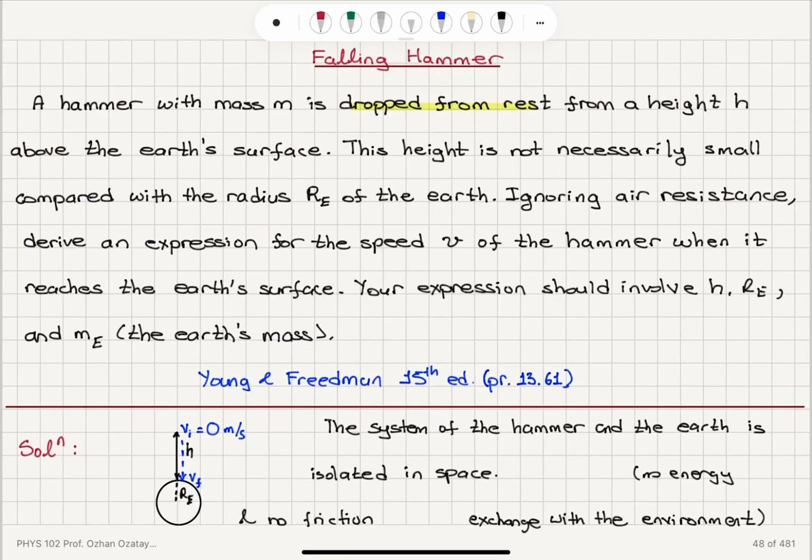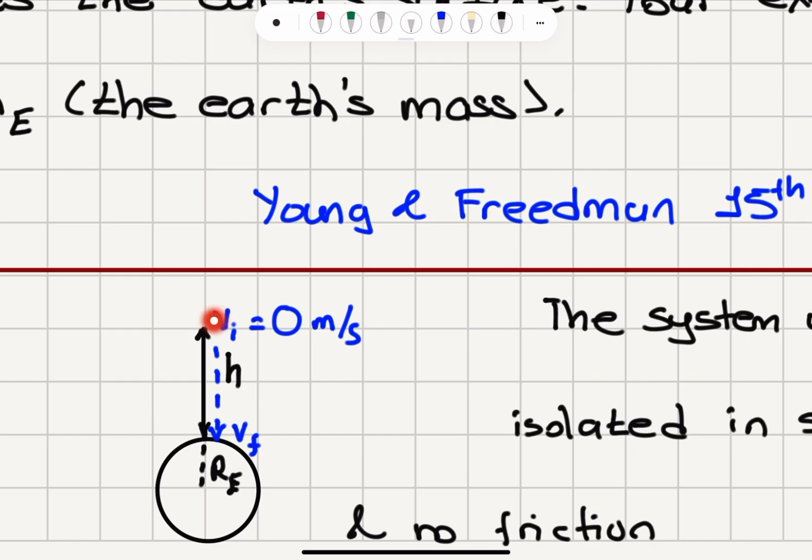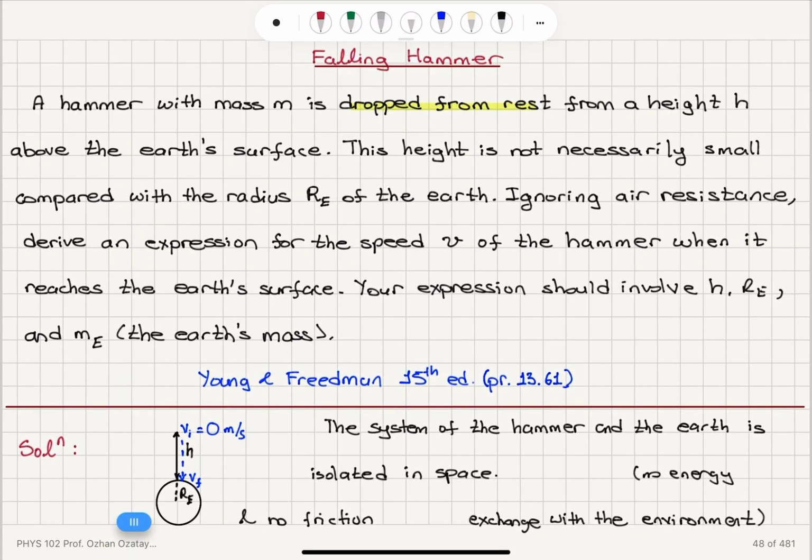Falling hammer. A hammer with mass m is dropped from rest from a height h above the Earth's surface. So it is dropped from rest, initial velocity 0, at a distance h from the surface, so at a distance Re plus h with respect to the center of the Earth. This height is not necessarily small compared with the radius Re of the Earth. Ignoring air resistance, derive an expression for the speed of the hammer when it reaches the Earth's surface. Your expression should involve h, Re, and Me, the Earth's mass.